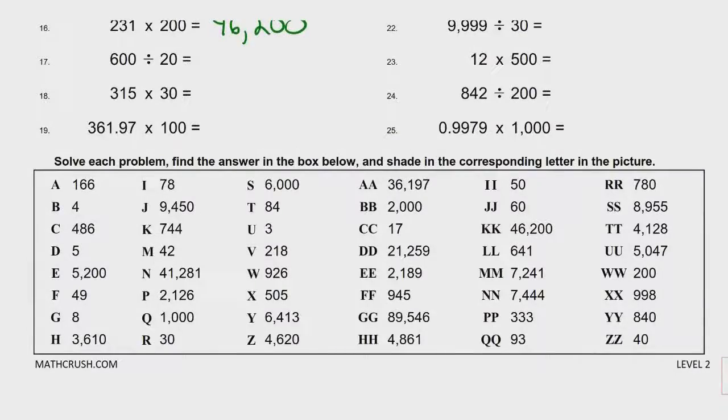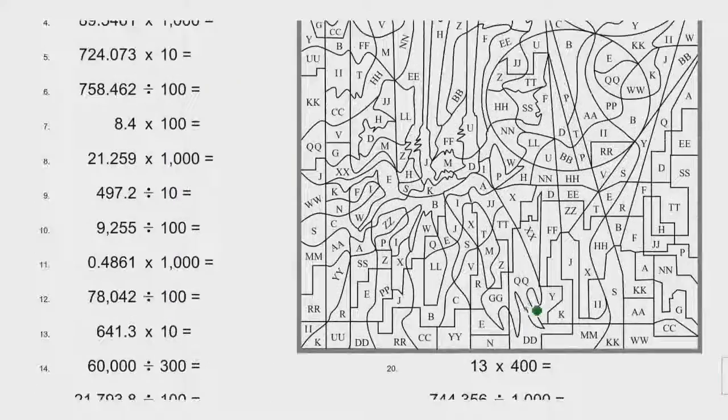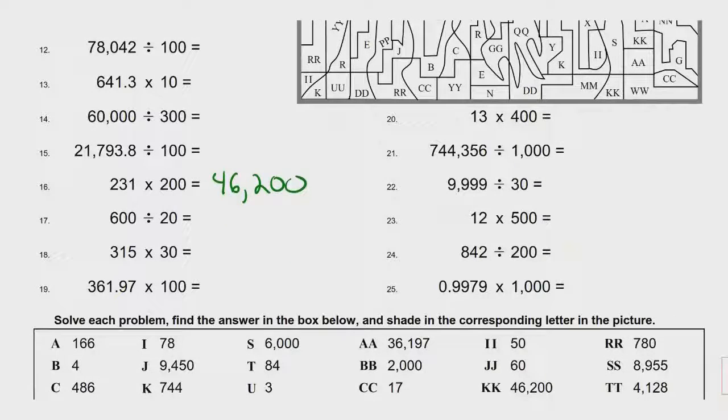We'll find it in our box. We find the letters or letter, and we shade it in up here. We'll do 2 more, and then I'll set you free, and I think you can do the rest of the worksheet on your own. Let's look at problem number 18. Problem number 18 says, what is 315 times 30?